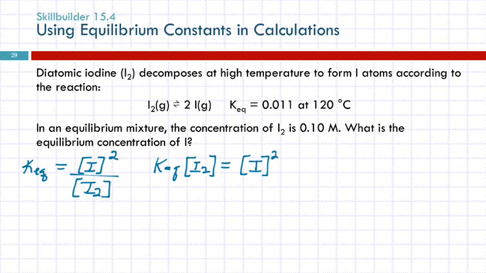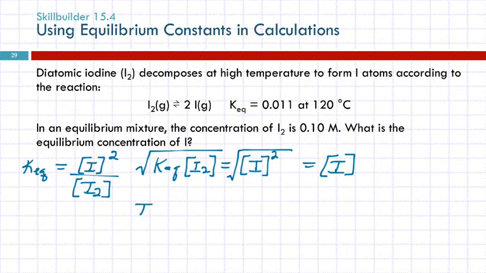When we rearrange to solve for a variable, you undo functions by doing the opposite. If there's multiplying, you divide. If there's a square, you take the square root. If I take the square root of both sides, it's okay as long as you do the same thing to both sides, you can do whatever you want. The square root of something squared is just itself. So there we have the concentration of I.